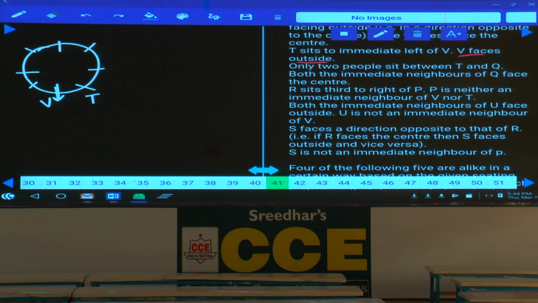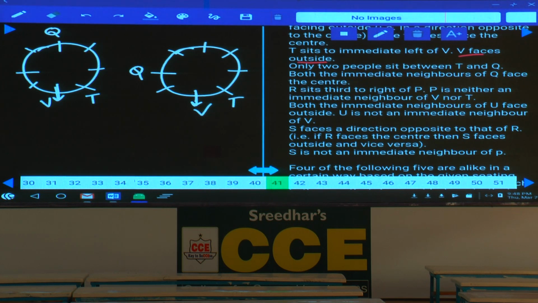Only two people sit between T and Q. As only two people sit between T and Q, tell me how many possibilities do we have? Only two people, Q can be here, that is one possibility. And what is the second possibility? Now in the second possibility, 1, 2, 3, 4, 5, 6, 7, 8. Now V is at this place, away from the center. T is here, 1, 2, Q can be here, isn't it? How many possibilities? Two possibilities.